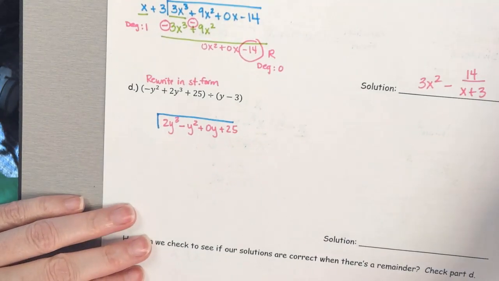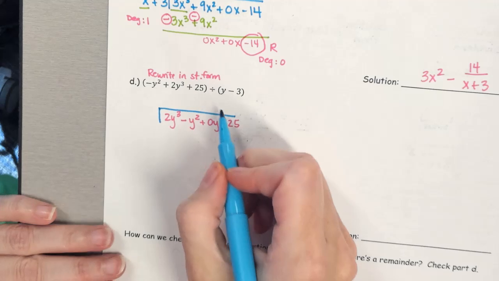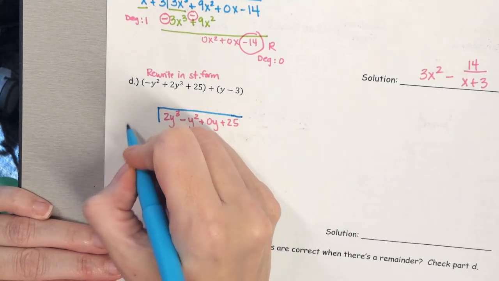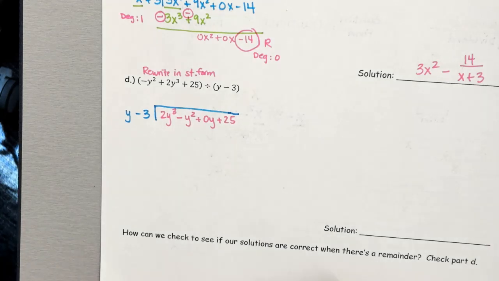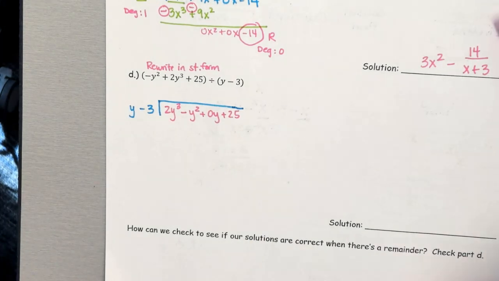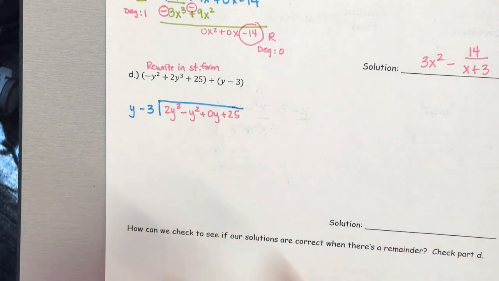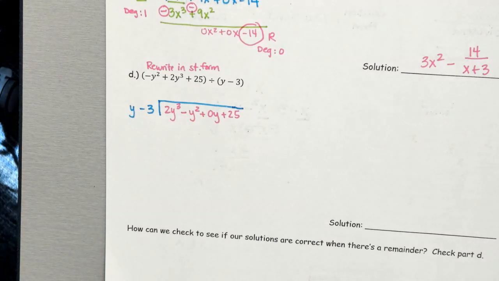Okay, so we're going to write it in standard form, and then if there are any gaps, we want to make sure we have that placeholder. Okay, and then y minus 3 is your divisor. Okay, so I want you guys to try to do your first step here.